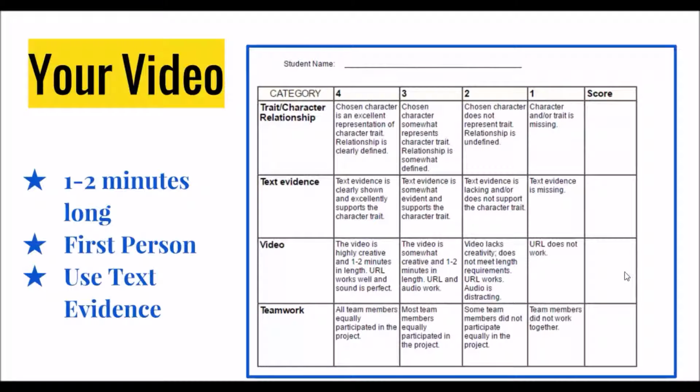Okay, so here's the rubric. You'll get a copy of this too, but I just wanted to go over it quickly so you know exactly what to expect. First of all, your video needs to be about 1 to 2 minutes long. It also must be in first person. So if my group chose Augie from Wonder and we chose Bravery, we wouldn't say Augie is brave because blah, blah, blah. Instead, we'd say something like, "Hi, I'm Augie, and I'm brave because." Basically, you're going to be presenting as the character in the video.